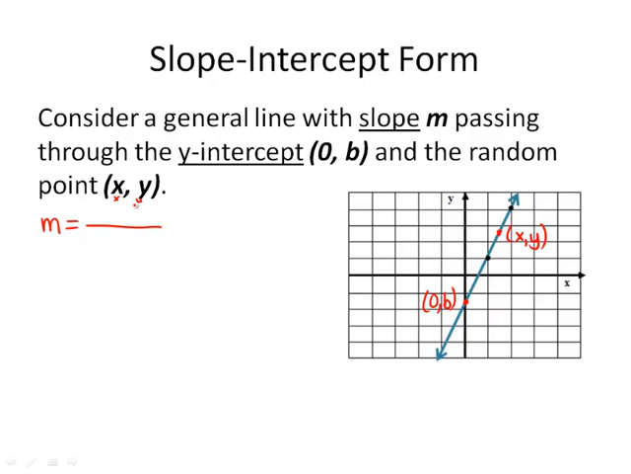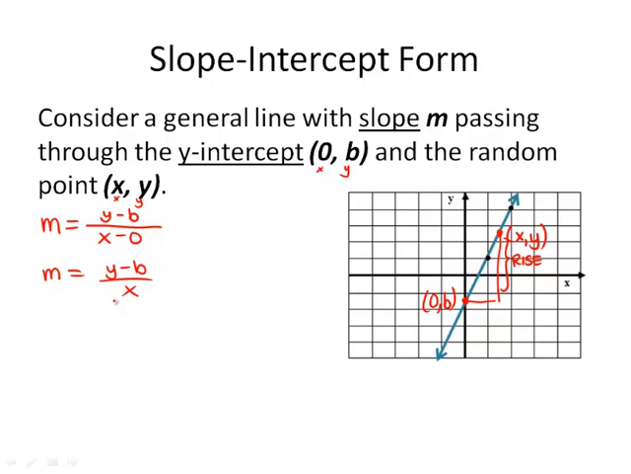Therefore, we would take our x, y values of our 2 points and compare them to find the rise and the run. So, to find the rise, we could take y minus b to give us the rise, and we could take, in the same direction, x minus 0 to give us the run. So let's simplify that. That would give us m is equal to (y minus b) over x.